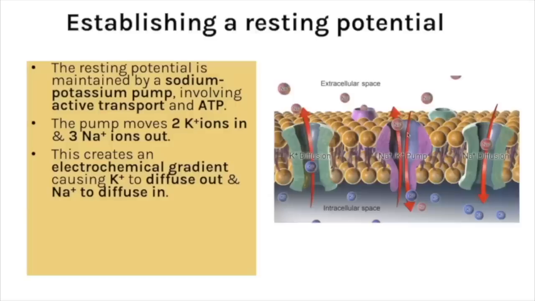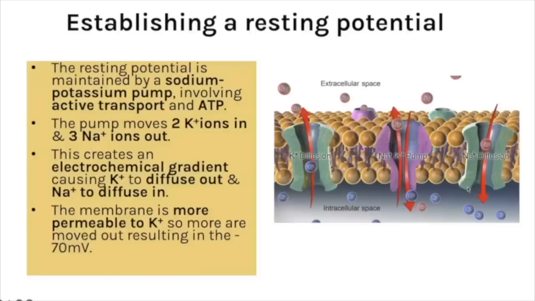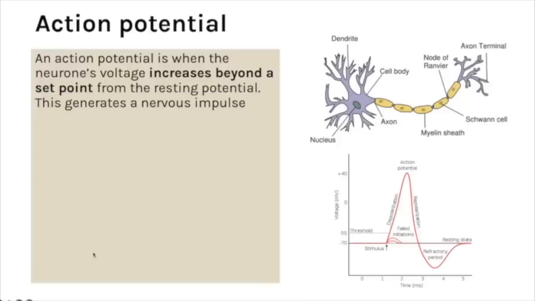This creates an electrochemical gradient, and therefore the potassium ions, because there's a higher concentration of them inside the cell, they will start to diffuse out of the cell. The sodium ions, there's a higher concentration outside, so they will start to diffuse into the cell. However, the membrane is more permeable to potassium ions because there are more potassium ion channels and because some of those ion channels remain permanently open. So that means more potassium ions can diffuse out than sodium ions diffusing in. And as a result, there are more positive ions outside of the cell compared to inside of the cell, and that's how we get the minus 70 millivolts.